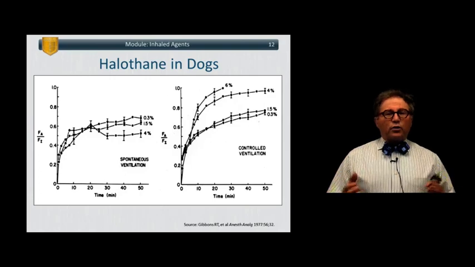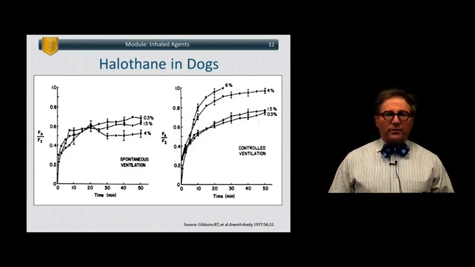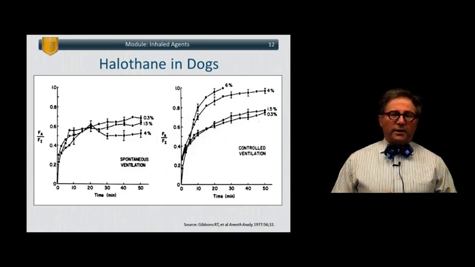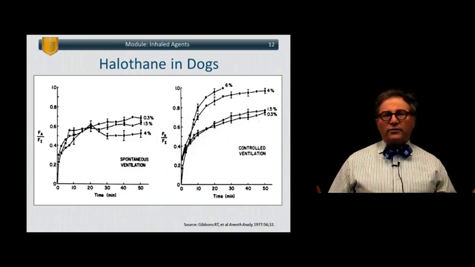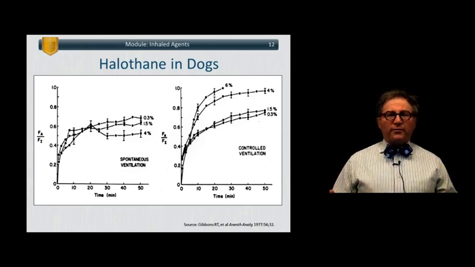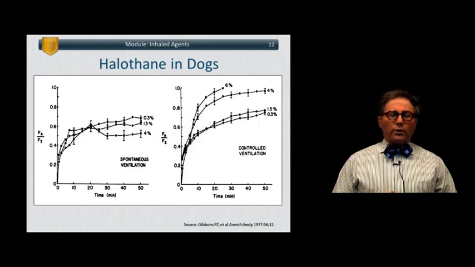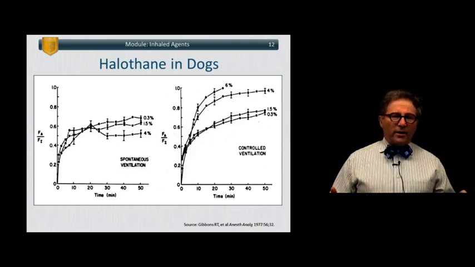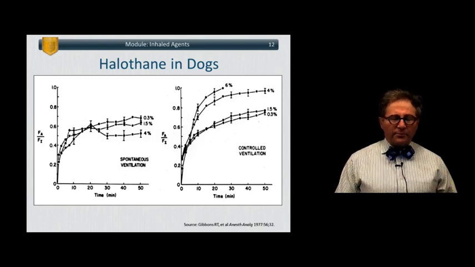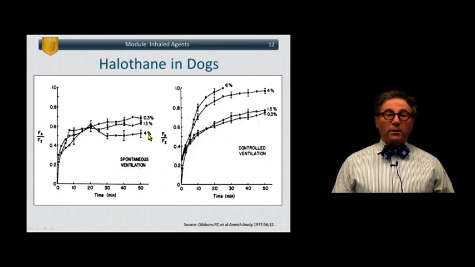Now, many of us talk about safety factors in terms of administering inhalational agents, and one might ask the simple question, which is a safer role in which to give inhalational agents? A role in which the patient is breathing spontaneously, or a role in which the patient's lungs are ventilated and controlled ventilation? And in this slide here of halothane administration to dogs, we see on the left the dogs were breathing spontaneously, and increasing inspired concentrations of halothane from 0.3 to 4% were administered.